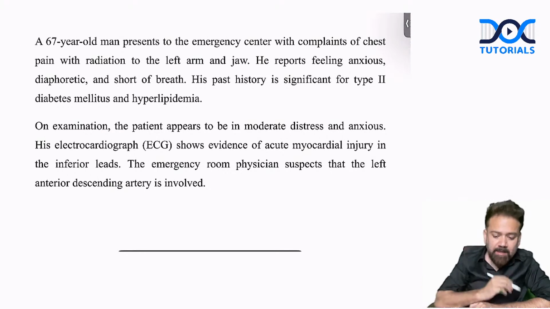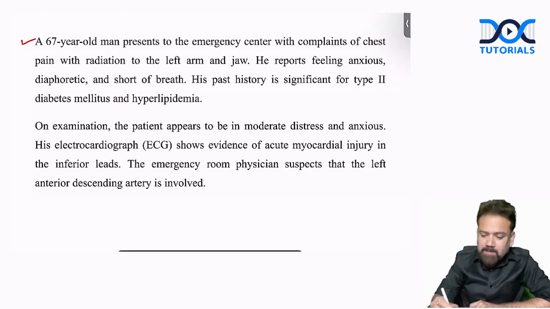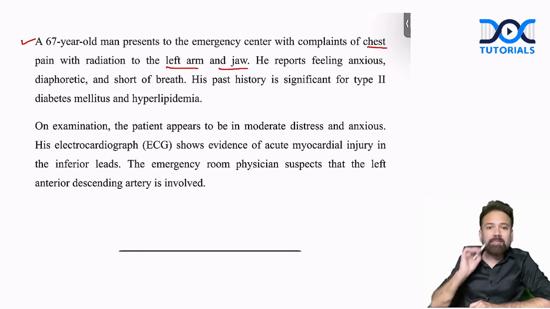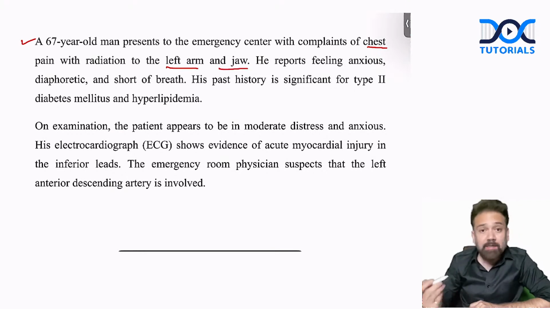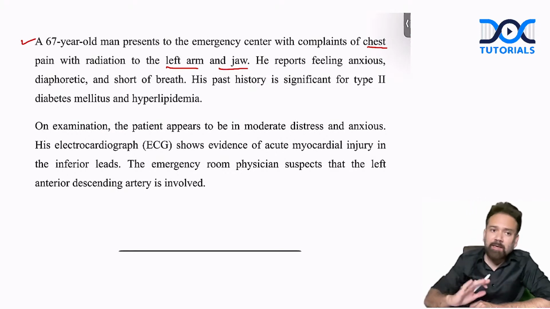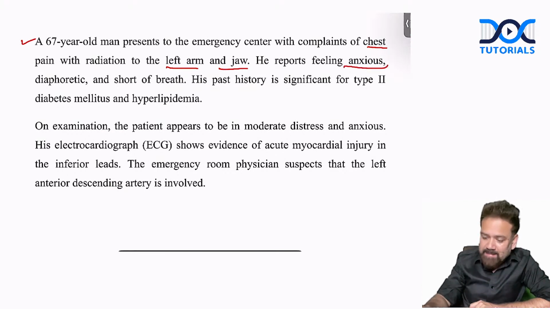So a 67-year-old man presents to the emergency center with complaints of chest pain with radiation to the left arm and the jaw. It is a classical angina pain which we can see here. Actually, nowadays, every year you will get one clinical case. Sometimes they can ask you a clinical case regarding ECG, wave and segment. He reports feeling anxious, diaphoretic and short of breath.